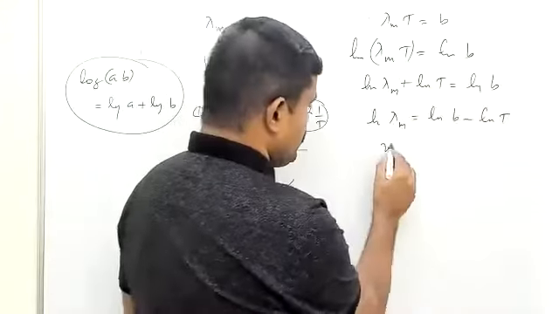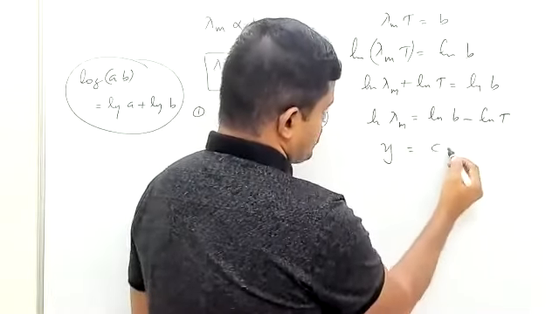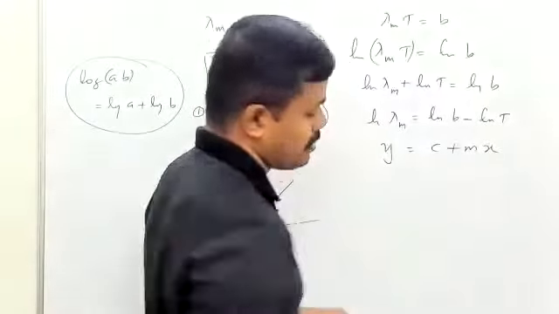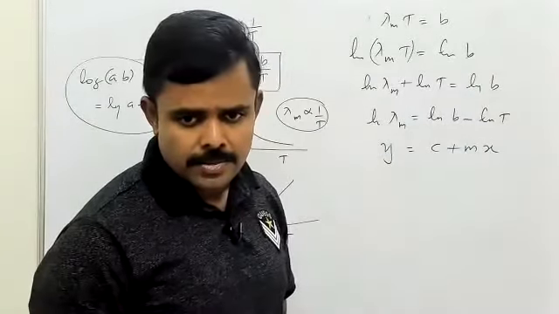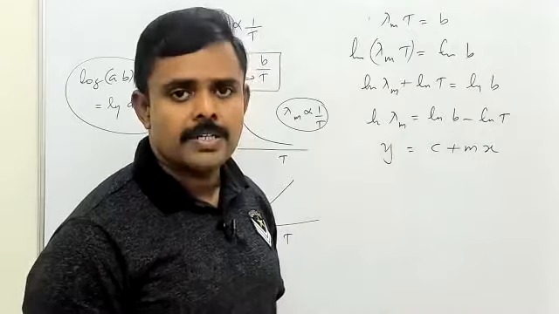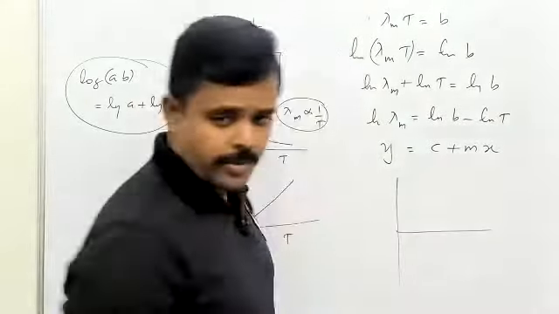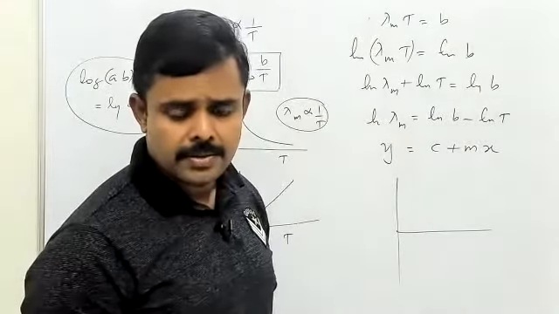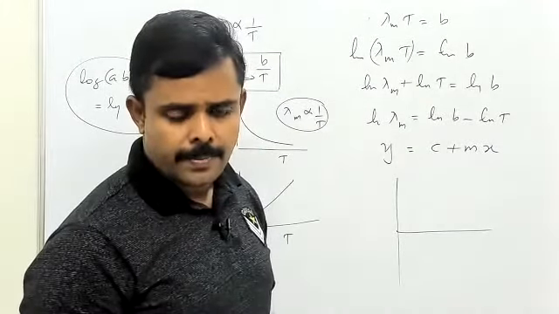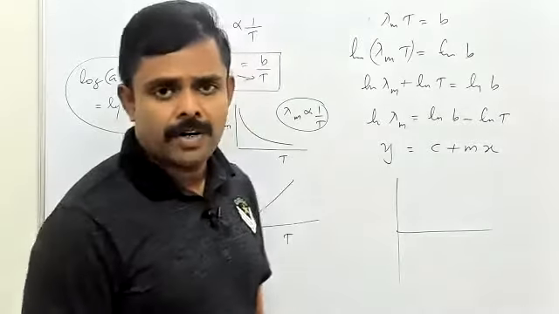This looks like something familiar to you. This is y is equal to c plus mx. Do you remember this equation? This equation is for a straight line. Can you tell me what you're going to plot on y and x axis?